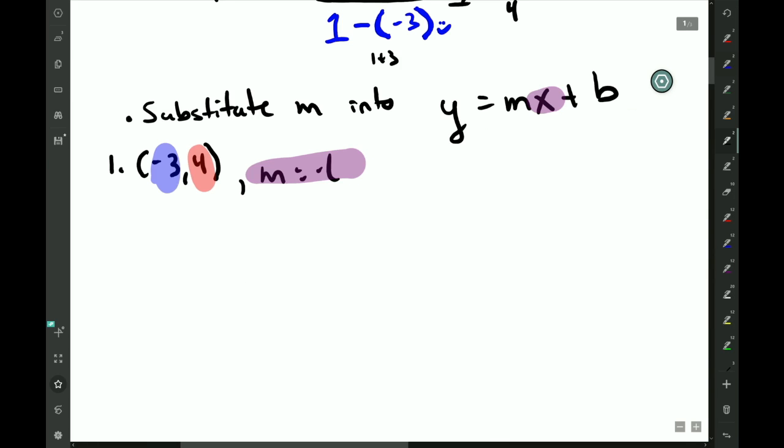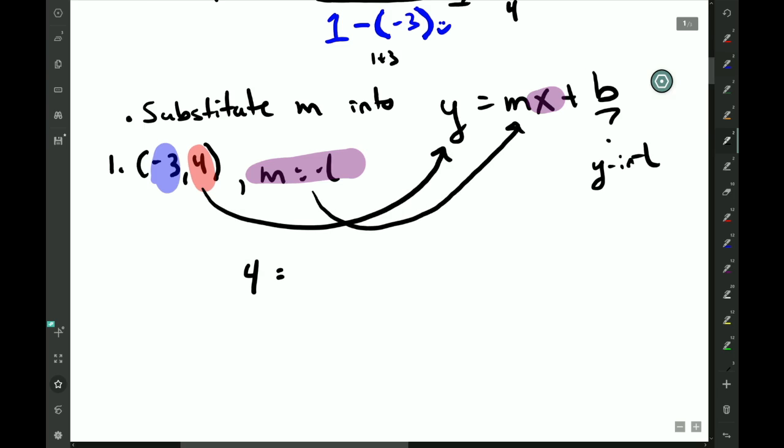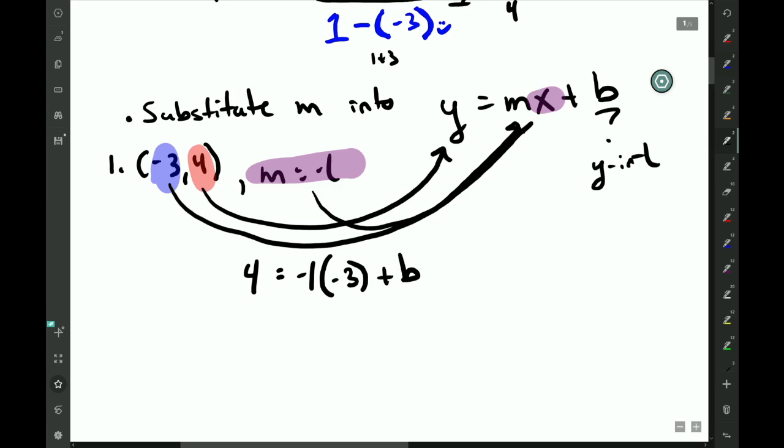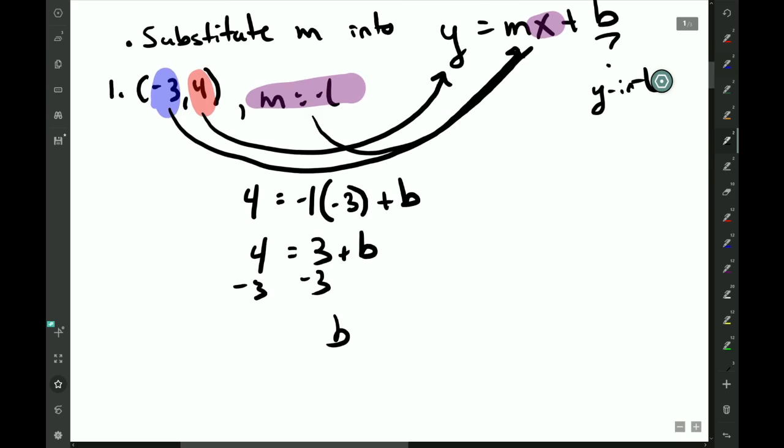The last piece here is to find what b is equal to, or the y-intercept. Simply put, we're going to substitute everything in. So y is 4 equals, the slope is -1, the x value is -3, plus b. That means 3 is equal to 4 plus b. Subtract 3, and I get b is equal to 1.